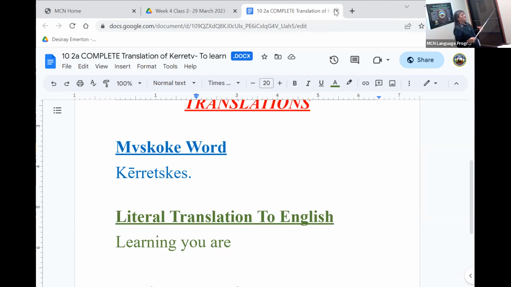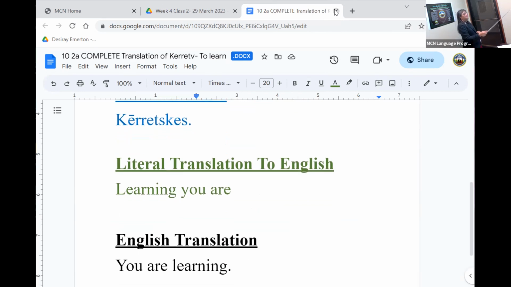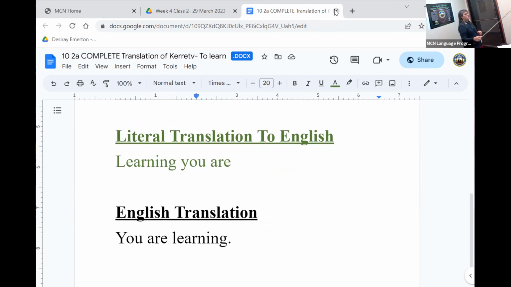Once I start getting rolling, I can get it, but my tongue is just not there right now. Like I said, I will get the first learners to speak this, and I will put it on there so I can practice along with you guys. So the literal translation is "learning you are," and your English translation is "you are learning."